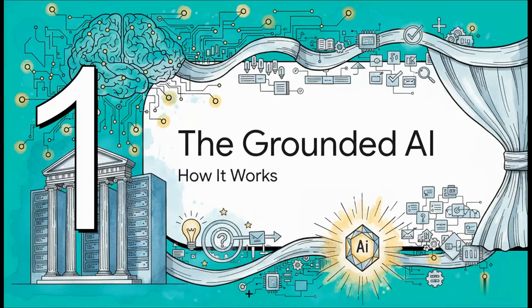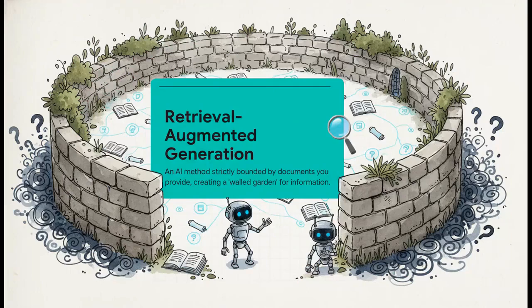So how does it actually pull this off? How does it stay so focused and reliable? Well, the magic is really in its architecture. So let's pull back the curtain and see what makes this thing so trustworthy. It all comes down to a technology called Retrieval Augmented Generation, or just RAG for short.